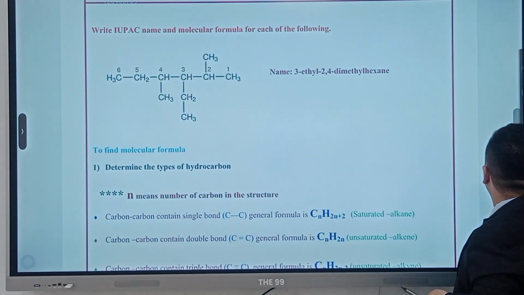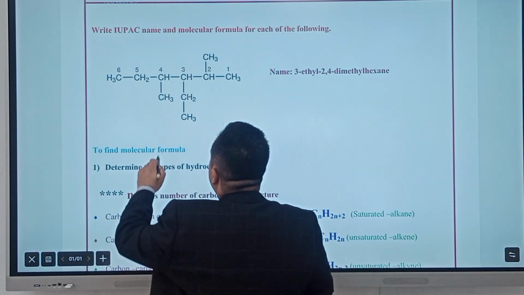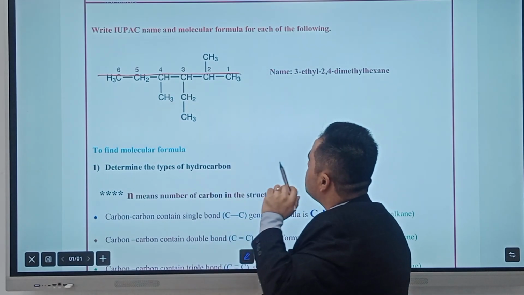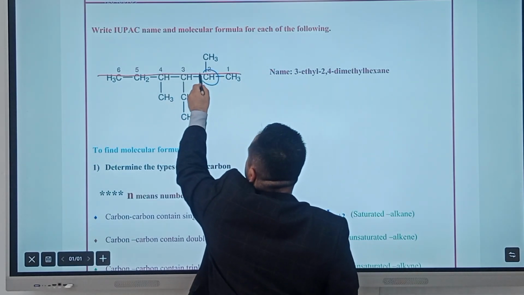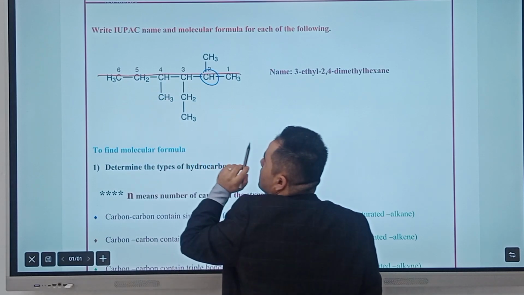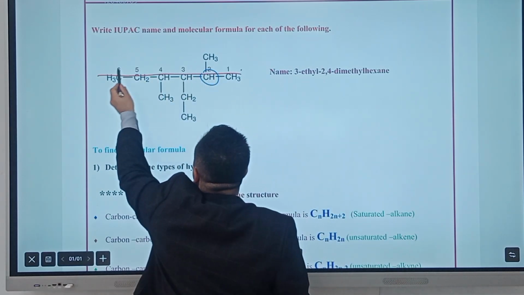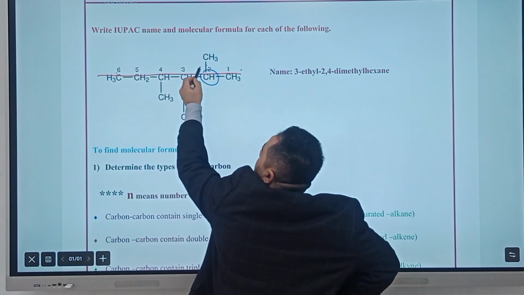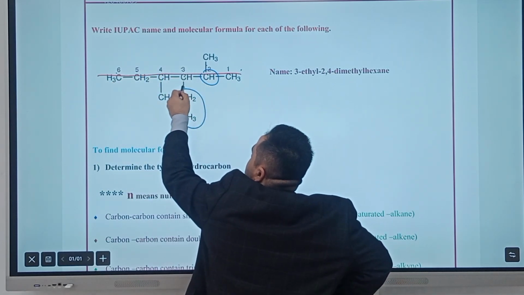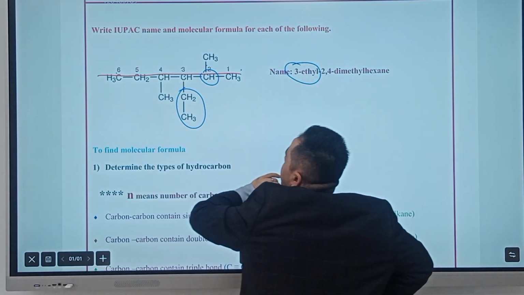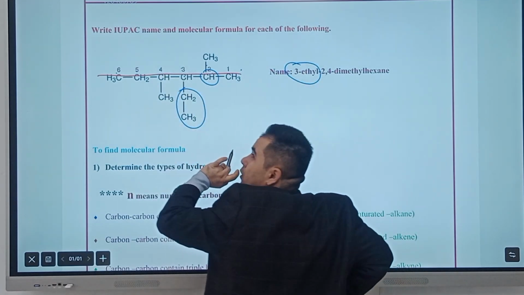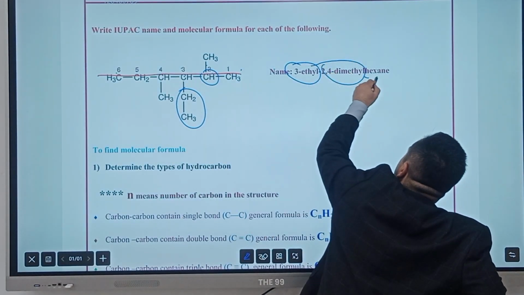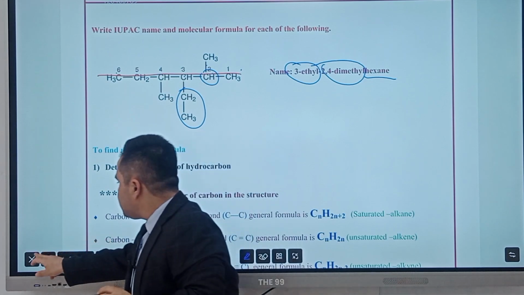More questions, guys. Here we have the longest hydrocarbon chain. From this end, the second is a branch; from that end, the third is the branch. So you have to number from right to left: 1, 2, 3, 4, 5, 6. The third has an ethyl, so 3-ethyl must be written first. On the second and the fourth, 2,4-dimethyl, and the parent is hexane.